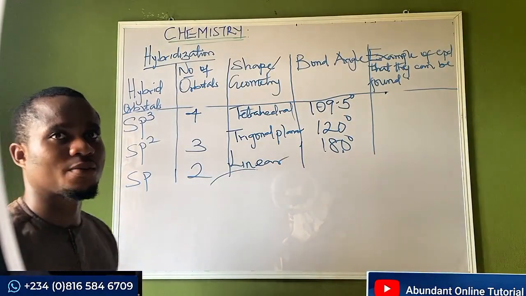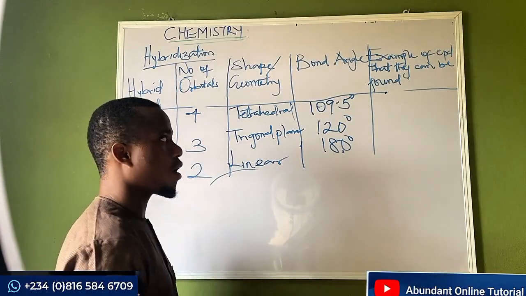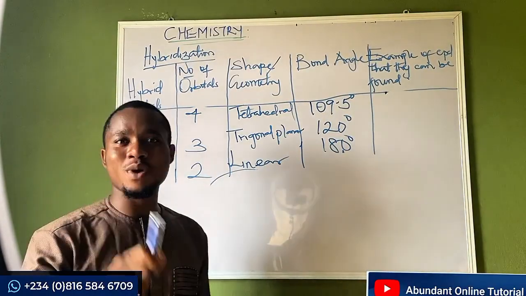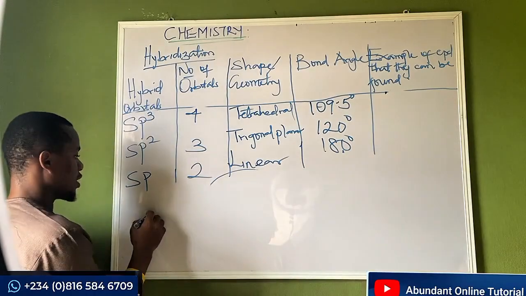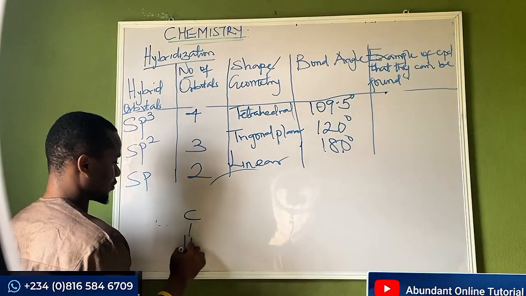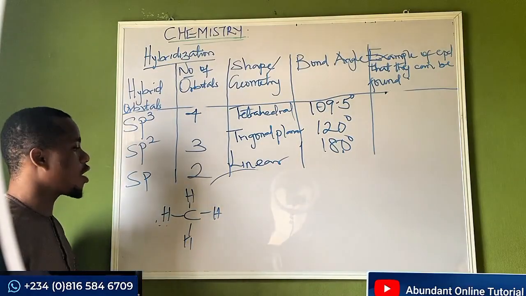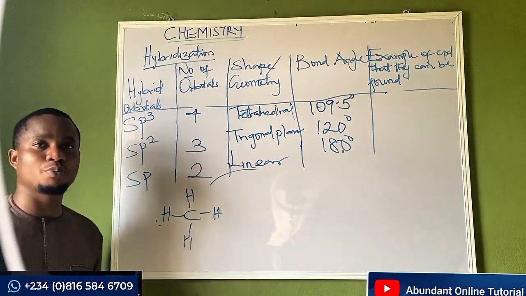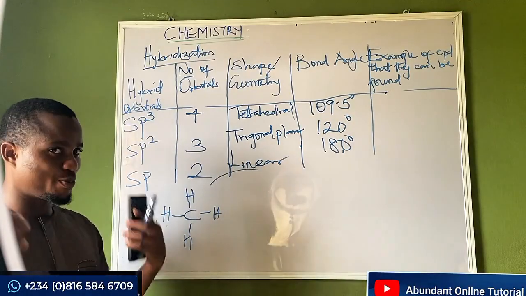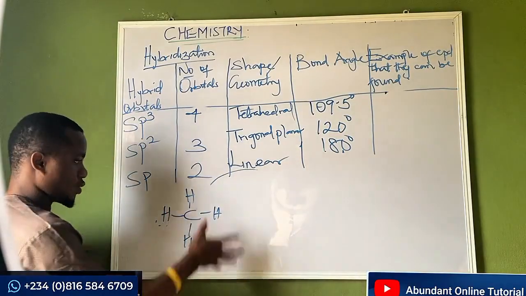Now, note that sp3 can be seen in alkanes or cycloalkanes, where the carbon is always bonded by a single bond. When you see a compound bonded by a single bond, the hybrid orbital functioning there is sp3. Or better still, the trick is to notice that the compound belongs to the alkanes.